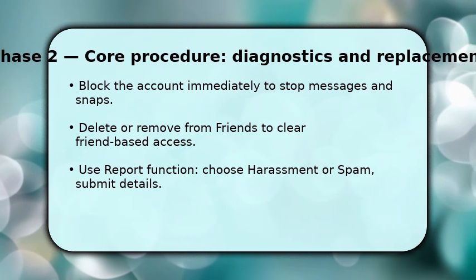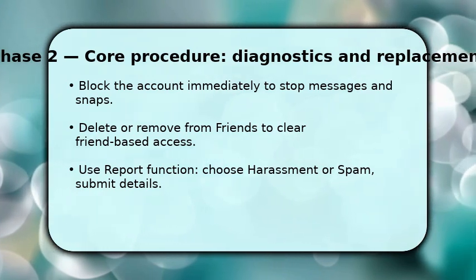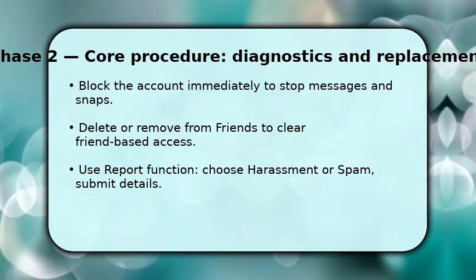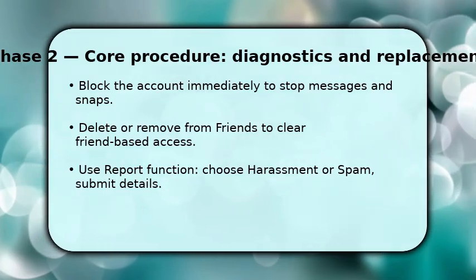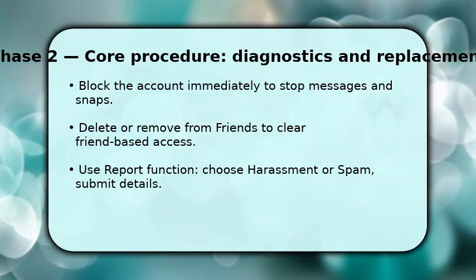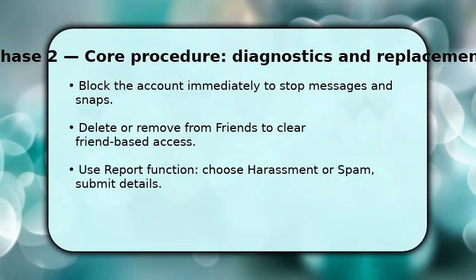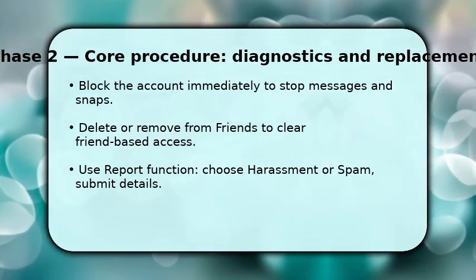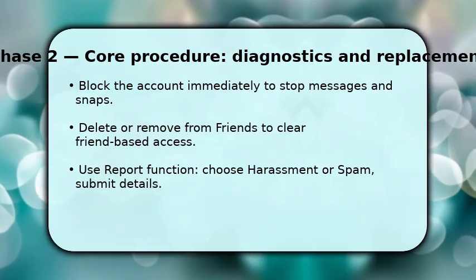Tap the bot's profile, hit block to cut off messages and snaps right away. After blocking, remove or delete it from your friends list so it loses any lingering access tied to friendship. Then use Snapchat's report feature, select spam or harassment, add concise details and screenshots, and submit. This flags the bot for review and helps Snapchat enforce a ban.